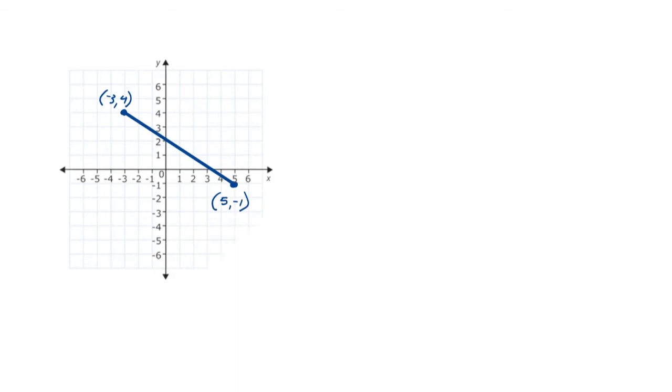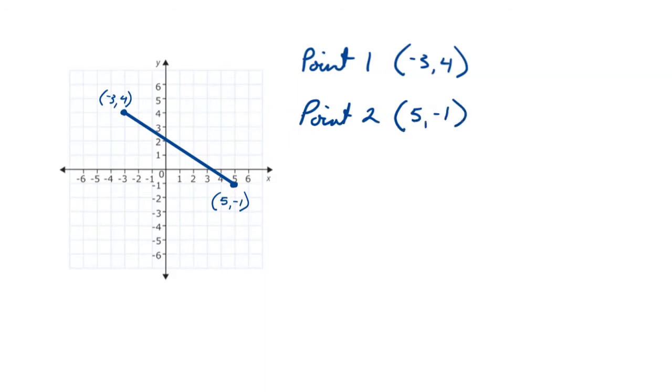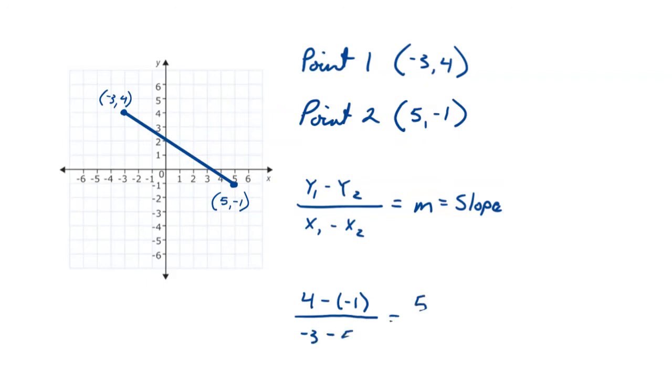Here we have a line in a standard coordinate system. Point 1 is -3, 4, and point 2 is 5, -1. We're going to take those points and put them into our slope formula. We're going to subtract 4 minus -1 and get 5, and -3 minus 5 and get -8. And because the denominator can never be negative, we move that negative to the numerator. So we have a slope of -5 over 8.